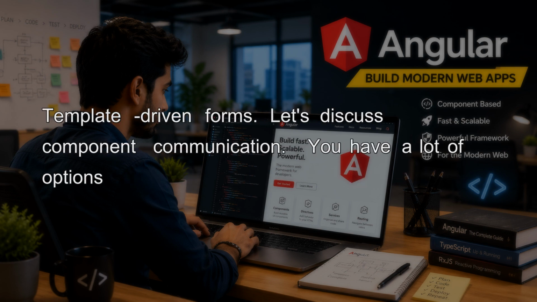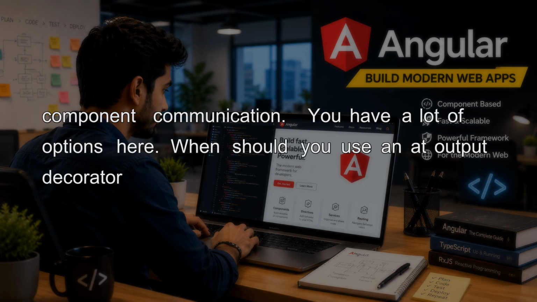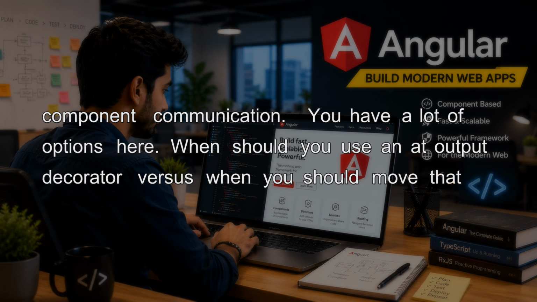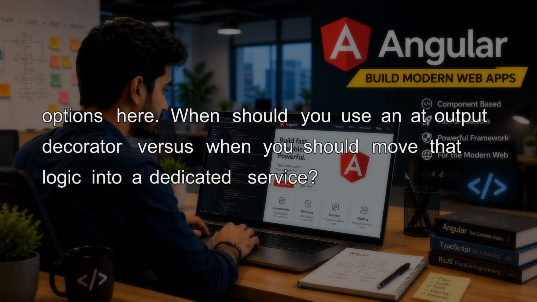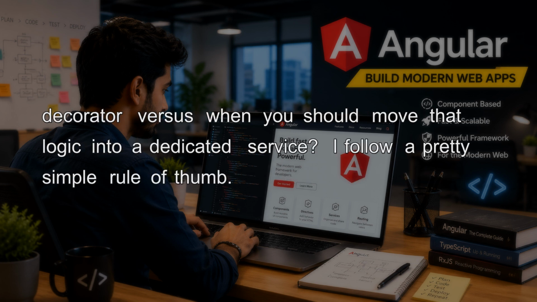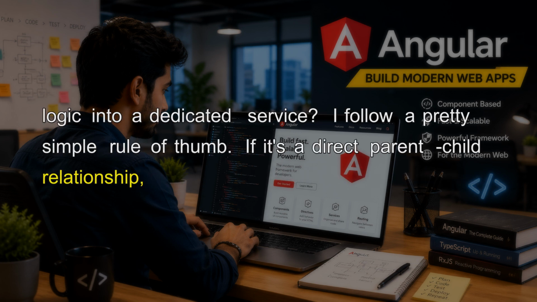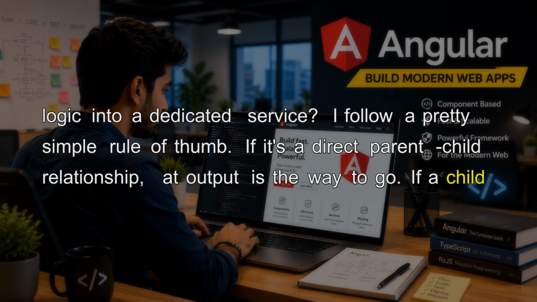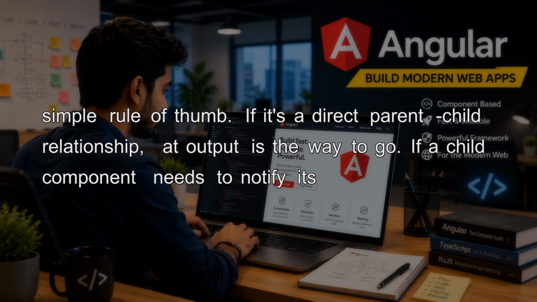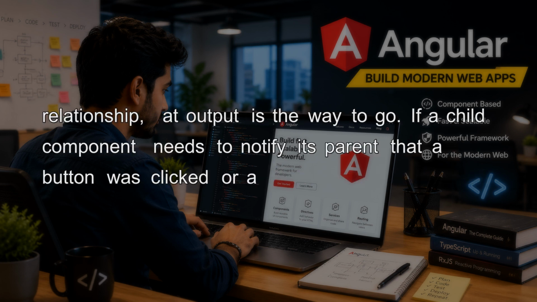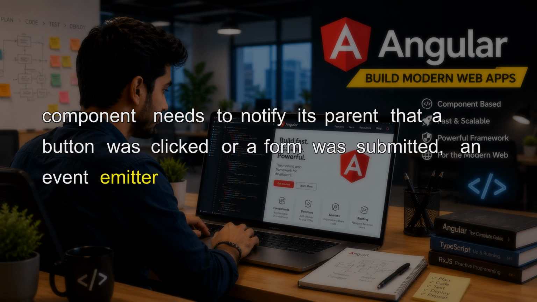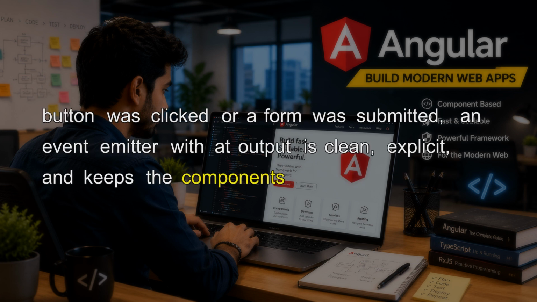Let's discuss component communication. You have a lot of options here. When should you use an @Output decorator versus when you should move that logic into a dedicated service? I follow a pretty simple rule of thumb. If it's a direct parent-child relationship, @Output is the way to go. If a child component needs to notify its parent that a button was clicked or a form was submitted, an EventEmitter with @Output is clean, explicit, and keeps the components decoupled.